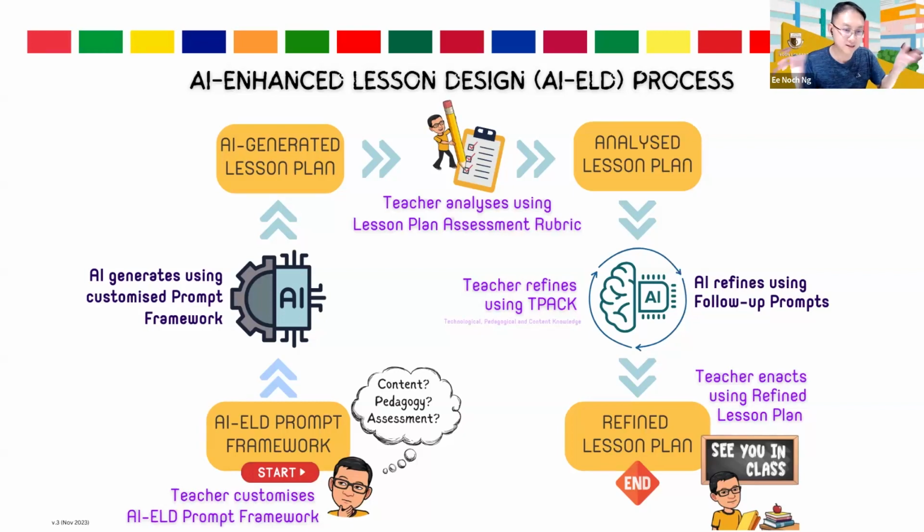So if you see here at the start, it starts off with a prompt framework where what you put in is what you get from AI. So you need to put in good things if you want to get good things from AI. So that's why we put a lot of thought into how our framework or our prompts should look like. And you see there, even before I start putting things into my framework, I need to think, what content am I teaching?